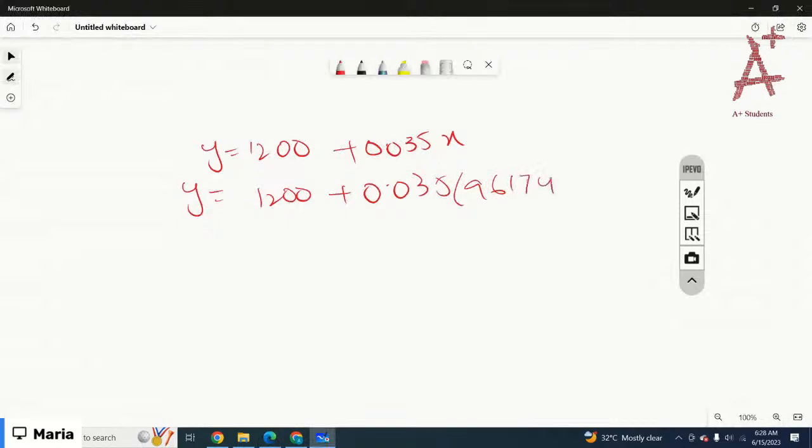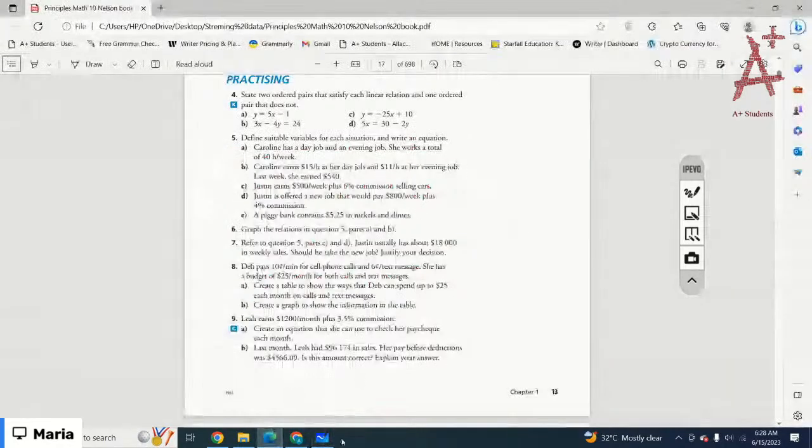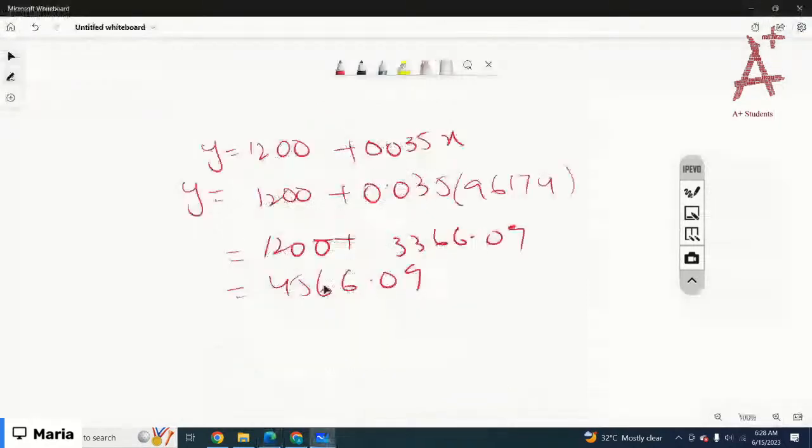Let's just calculate the y value. Hold on, let me just calculate 0.035 multiplied by 96,174. That equals 1,200 plus 3,366.09. Just add 1,200 plus 3,366.09. It would be 4,566.09. So here you are given the value of her pay before deductions, yes, that means the amount is correct. Got it? We just calculated that the amount is correct.